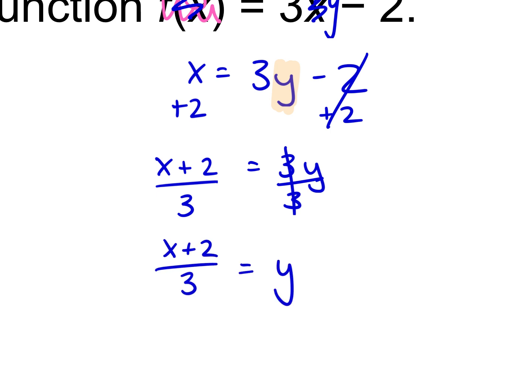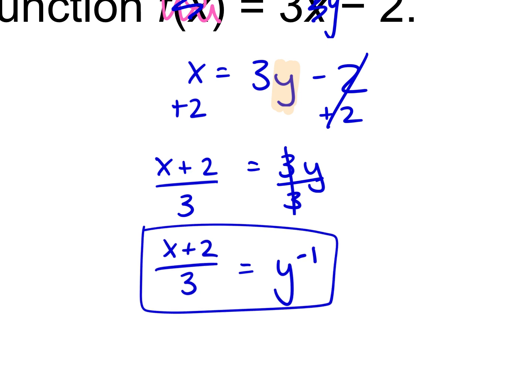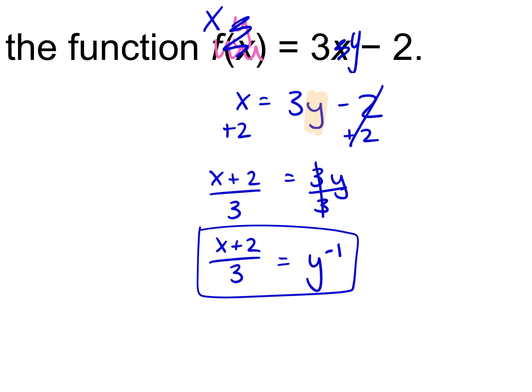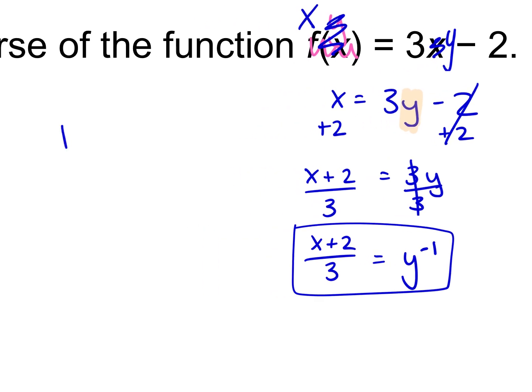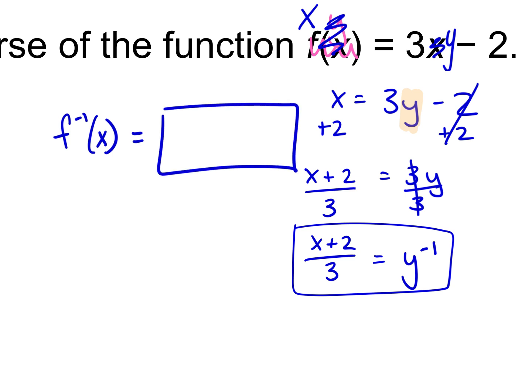Last thing we have to do is just name it as the inverse. So this is our inverse function. We got to put the little -1 on the y. On WebAssign, it'll already be there. It writes it as f -1 of x equals, and then it gives you the box. So you don't have to put the y. It'll mark it wrong if you put the y. So don't put the y. It just wants the rest of it. But on the test or quiz, you can either write it this way as y to the power of -1 or change it back to f of x. Either way works.